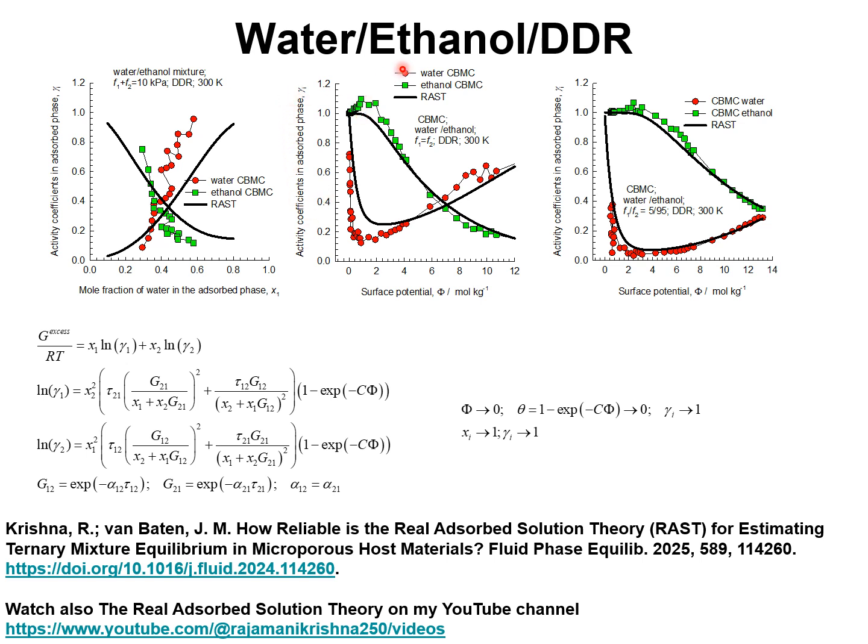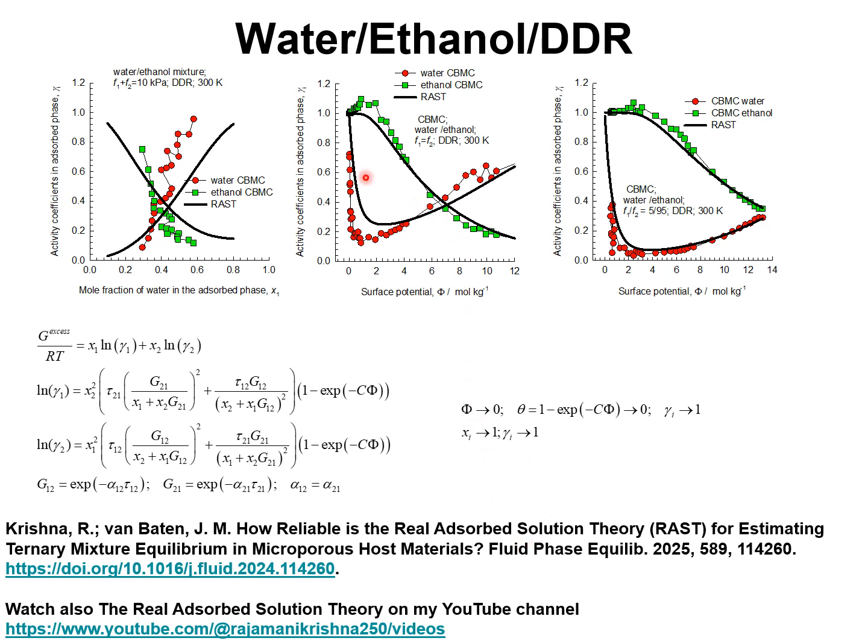The CBMC data for water ethanol mixtures in DDR zeolite for the activity coefficients for 3 different campaigns are plotted here. These are analogous to the corresponding data for water ethanol adsorption in Chabazite. For a total fugacity of 10 kilopascal, if we vary the mole fraction of water in the bulk fluid phase mixture, we see that the activity coefficients satisfy the limiting conditions: as xi tends to unity, the gamma i of that component tends to unity.